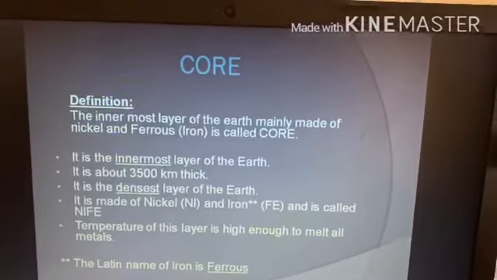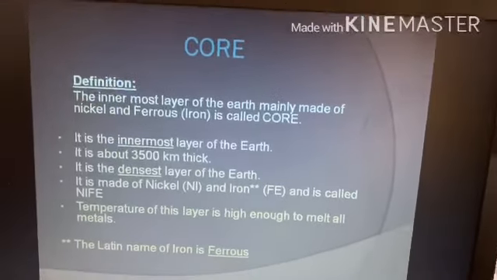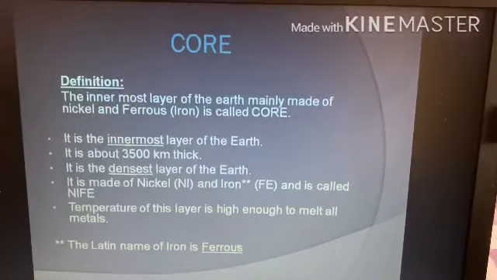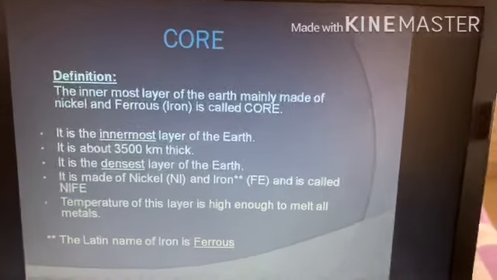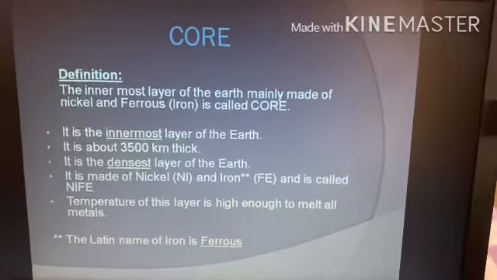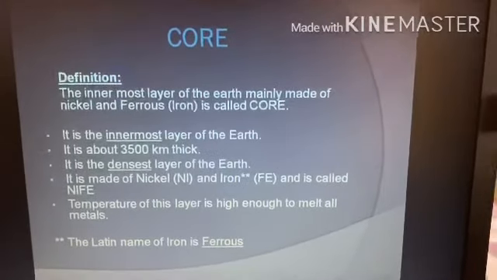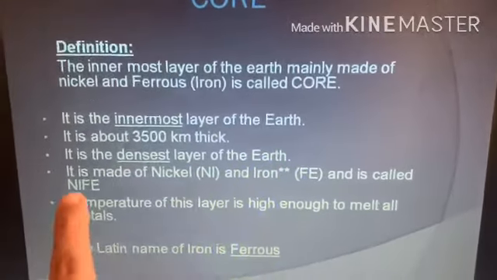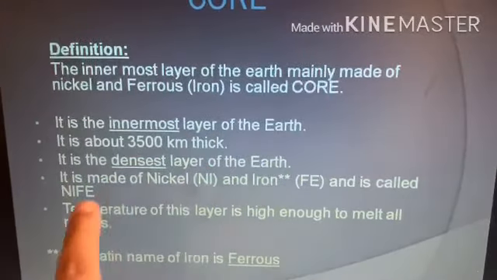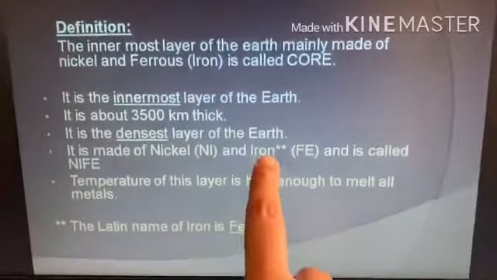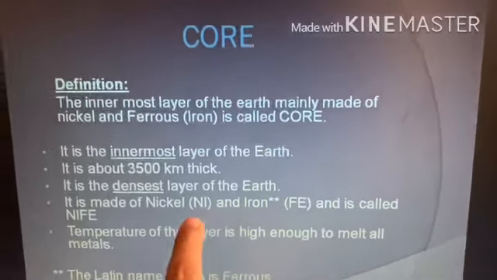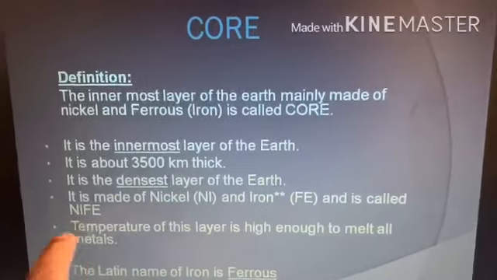Next is, it is the densest layer of the earth. Okay, next it is made of nickel and iron and is called Nife. So the core, another name is Nife. Why? Nife, Ni means nickel and Fe means iron. The Latin name of iron is ferrous. So that's why the core, another name is Nife.